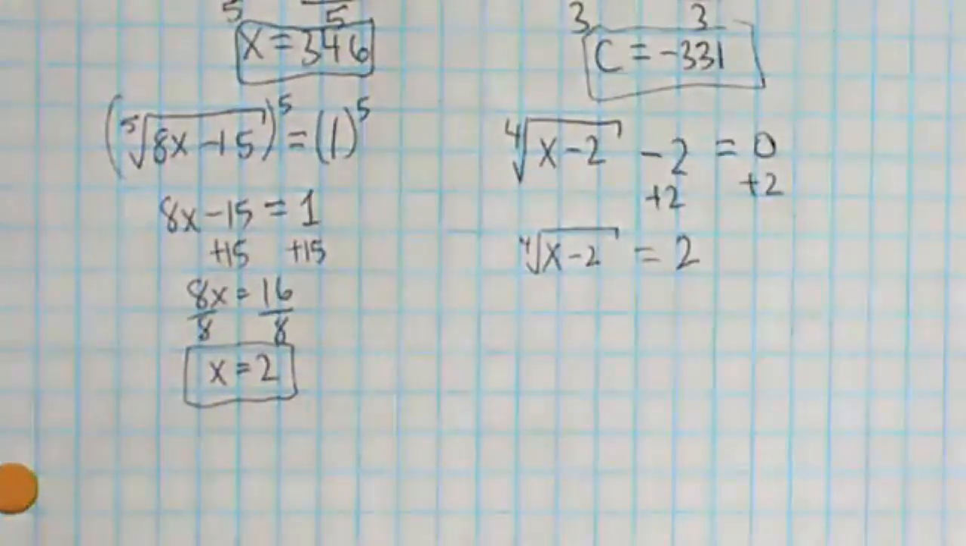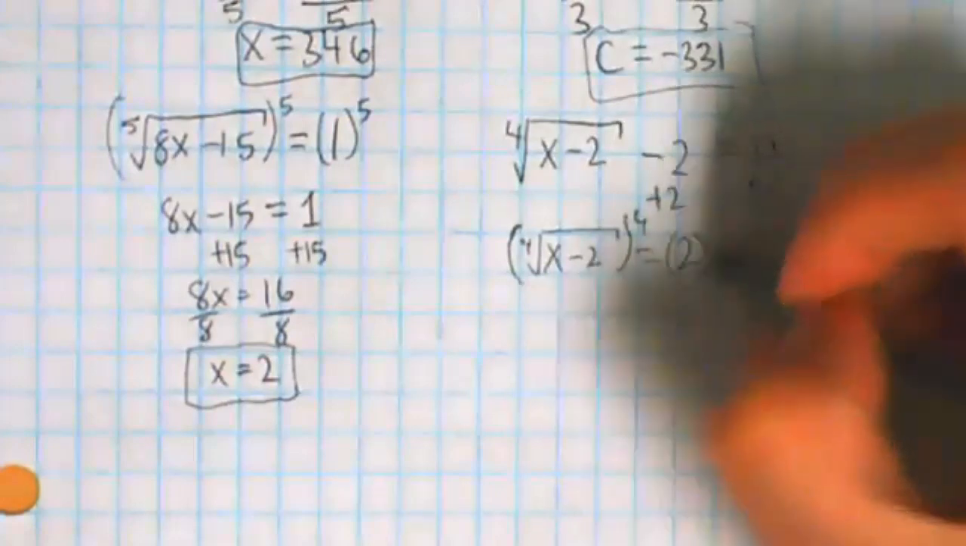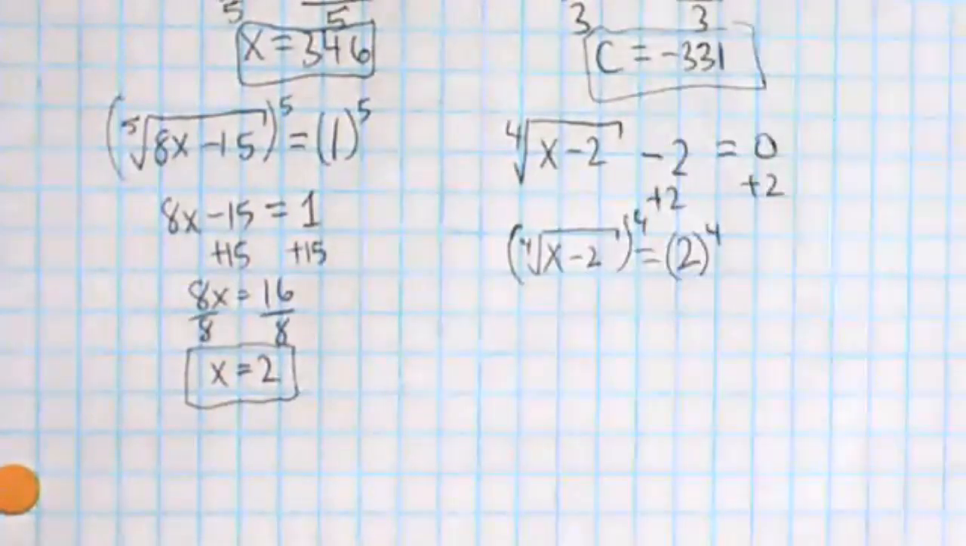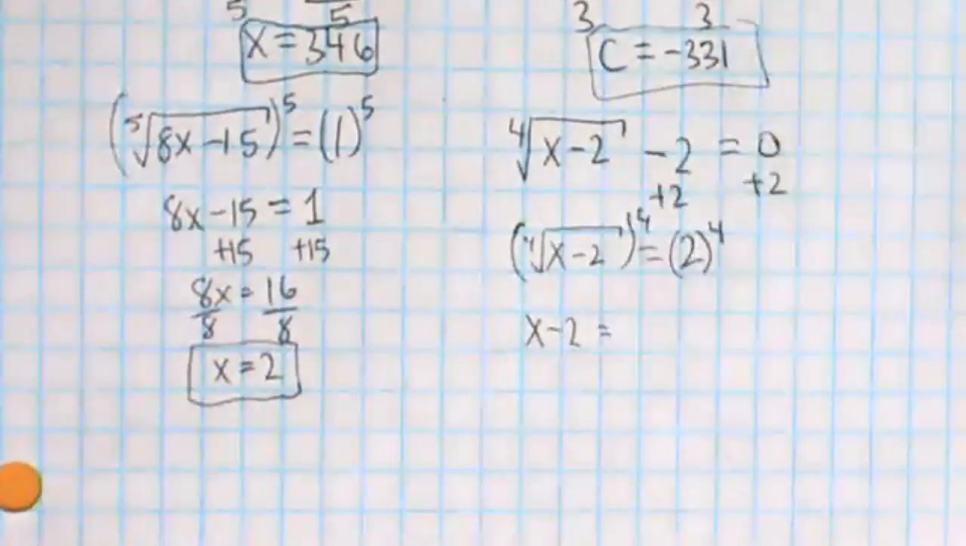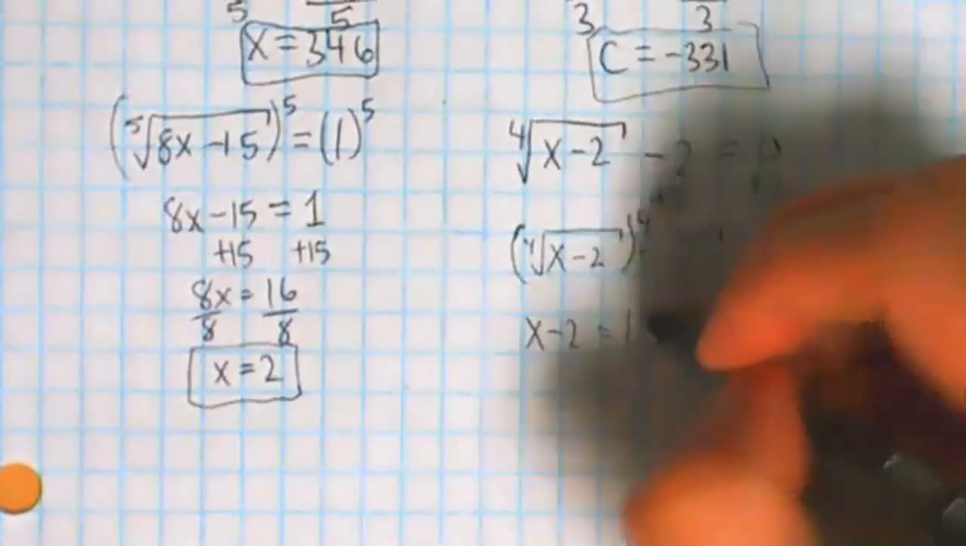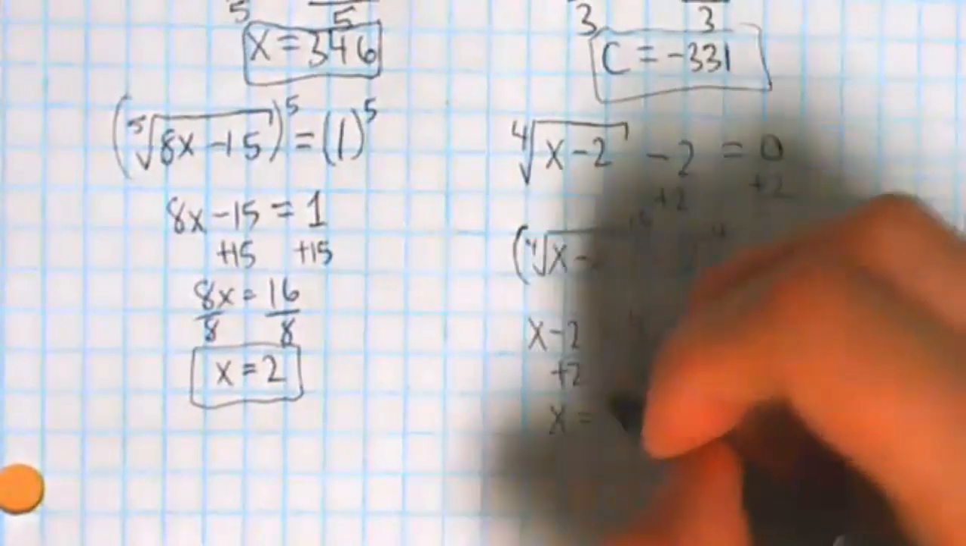From here, we then need to take both sides to the fourth power. The fourth root of x minus 2 to the fourth power is just x minus 2, and 2 to the fourth power would then be 16. Add 2 to both sides, and we get x is equal to 18.